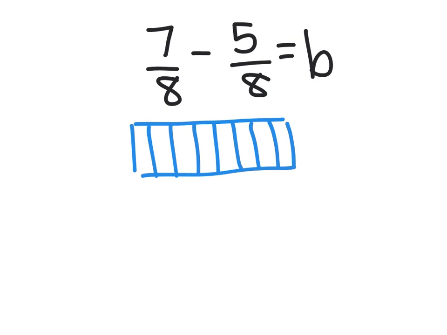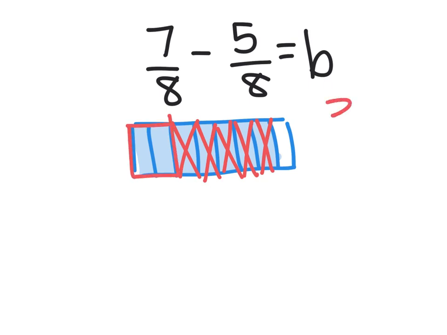Okay, that is better. And I start with 7/8, so I'm going to go ahead and shade in 7 of these. Okay, and I am subtracting or taking away 5 of them. So I'm going to just cross out 5 of the 8s. 1, 2, 3, 4, and 5. So what I have left over is 2 of the 8 pieces. So that's one way we could show it.